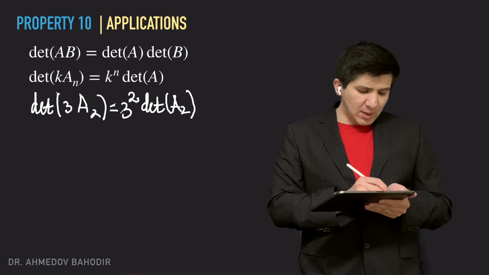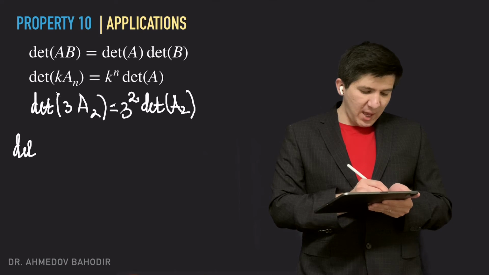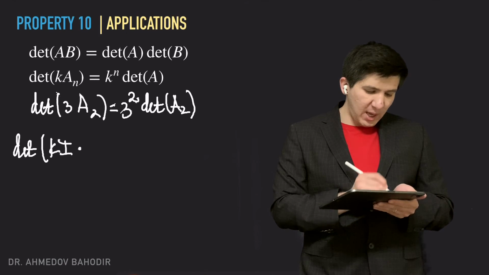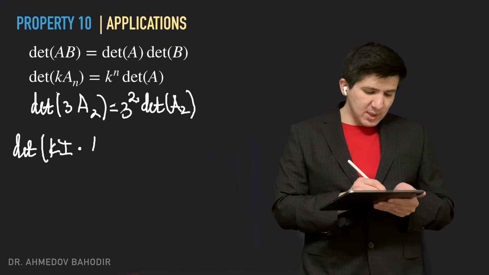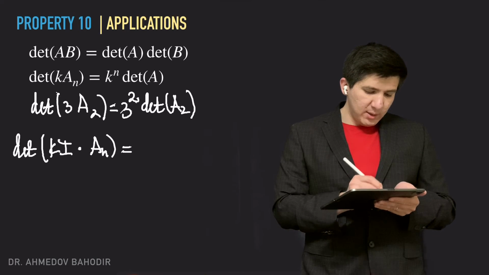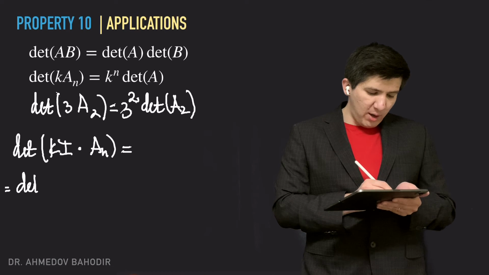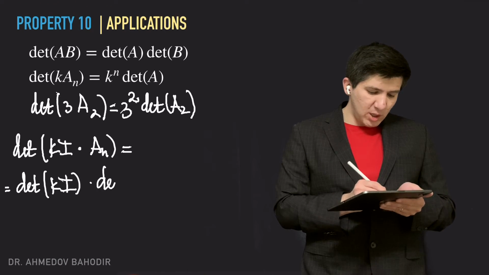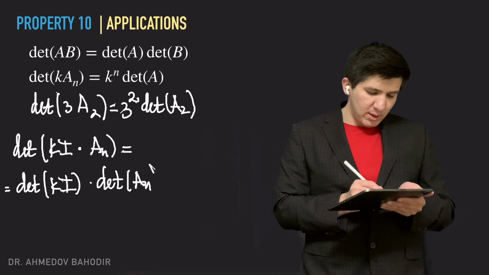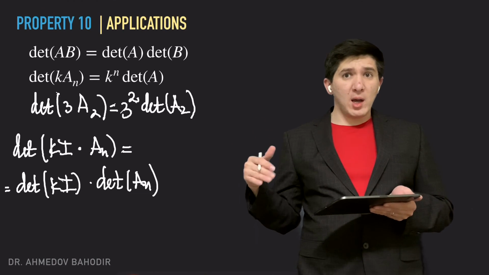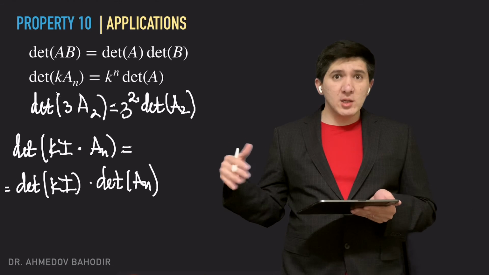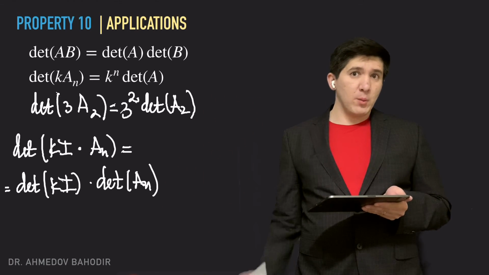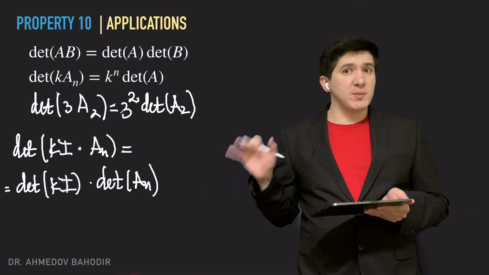So what I'm going to do is write down the determinant of k times A as the determinant of k times the identity, times A, okay? Then this is going to be the determinant of k times identity times the determinant of A. And if you remember, whenever you multiply k to the matrix, all of the rows are going to be multiplied by that constant.